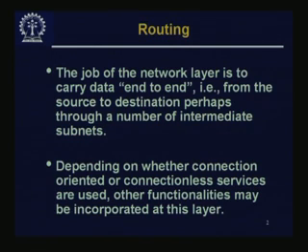Let us just recollect what the job of the network layer is, or what routing is. This is to carry data end to end, that is, from the source to destination, perhaps through a number of intermediate subnets. Now, depending on whether connection oriented or connectionless services are used, other functionalities may be incorporated at this layer. We will talk about this later on. Right now, we are talking about pure IP routing of IP packets, and how you can have a virtually connection oriented system on that. We will discuss it later on.